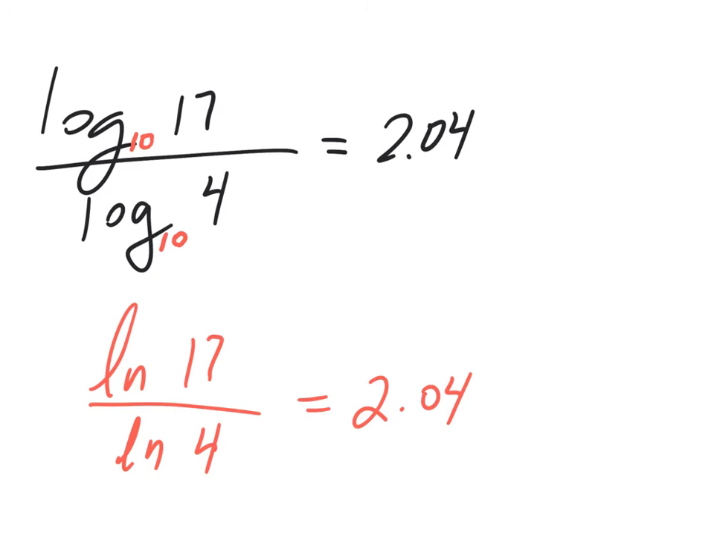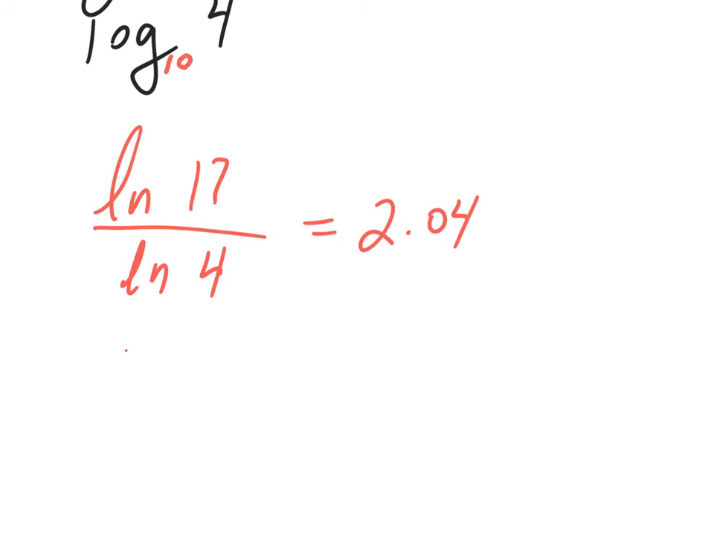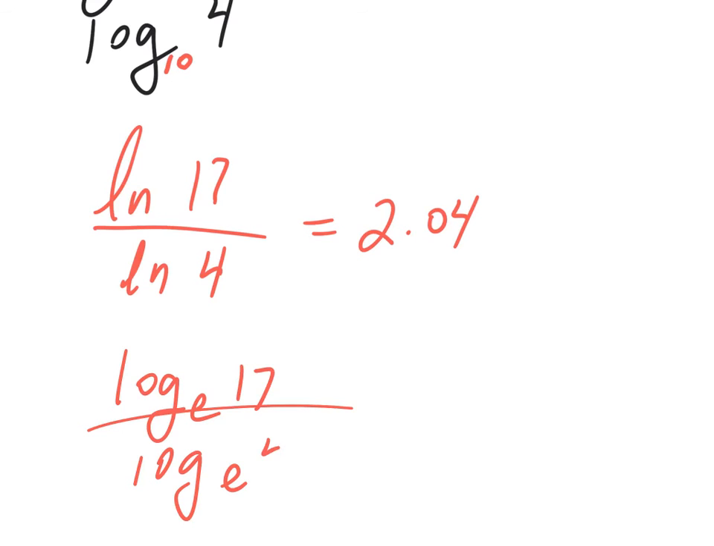A regular log without a base is called the common log, and it's got a base, it's just that the base is 10. How about ln? Base of e. So this is really saying log base e of 17 over log base e of 4 will also be 2.04. It's true, you've got an ln button on your calculator and it would work just fine.